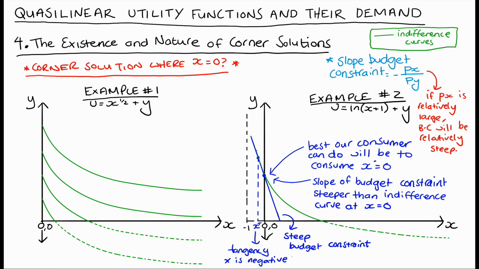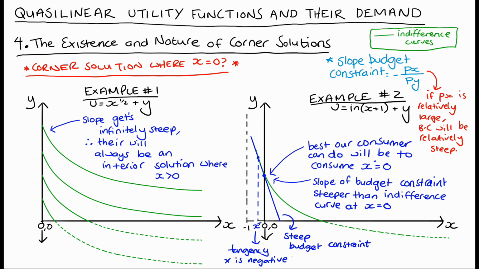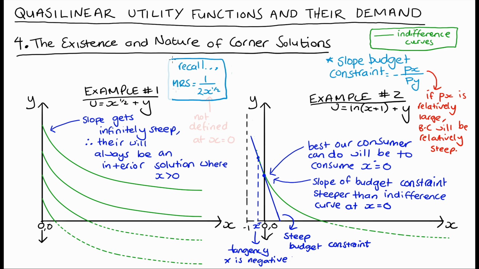Now, in our first example, this corner solution will not occur since, as I discussed before, our indifference curves get infinitely steep as they approach the y-axis. So even if the price of x was really, really expensive, there's always going to be an interior solution where x is consumed in some positive amount. And we saw that with our MRS before, that it wasn't defined at x equal to 0. So the slope, which is the negative of our MRS, is also not defined at 0 and will approach negative infinity as x approaches 0.